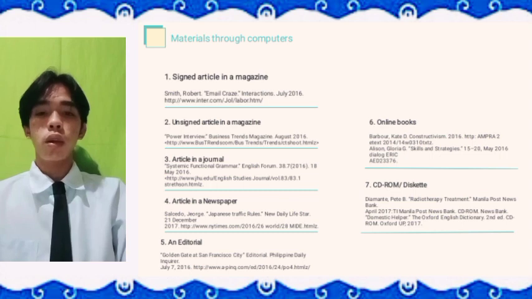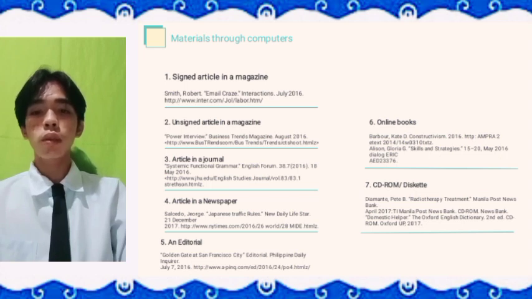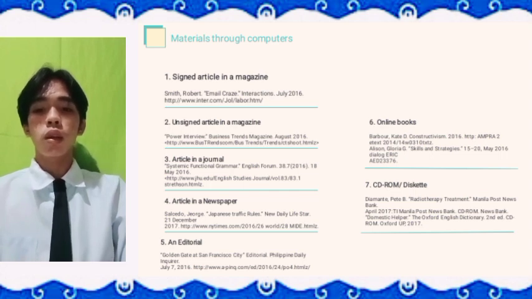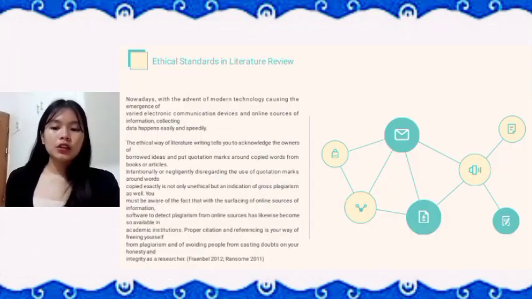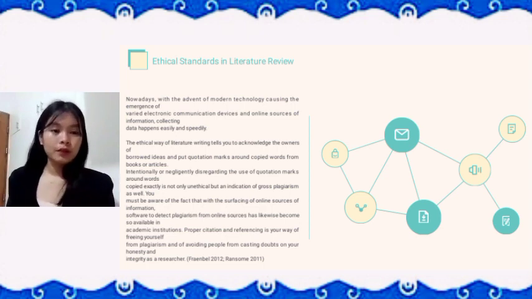The first one, signed article in a magazine. The second one, unsigned article in a magazine. The third one, article in journal. The fourth one, article in newspaper. The fifth one, an editorial. The sixth one, online books. And the last one, CD-ROM or diskette.